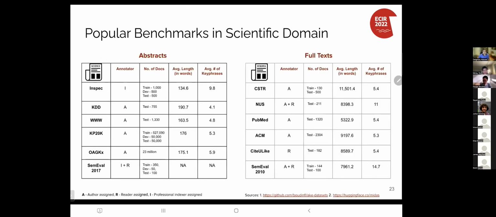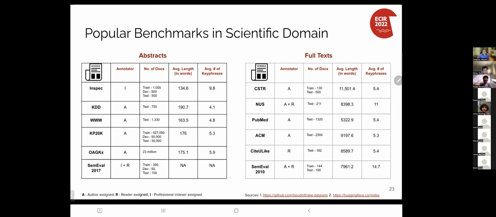Now, these are some of the most popular benchmark datasets in the scientific domain. Most of them are just abstracts, and those which contain full text are very small in size. KP20K is a widely used dataset due to its size, and it often is the choice for key phrase generation.